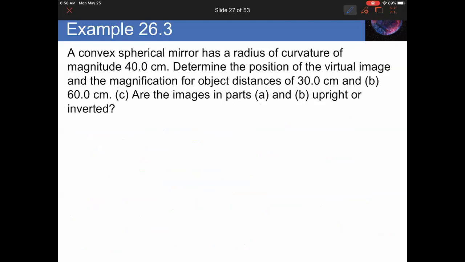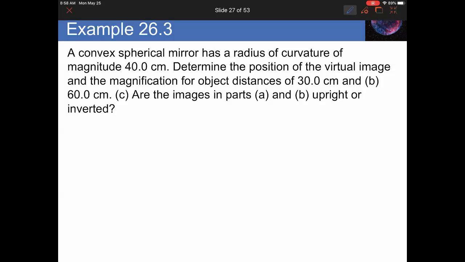All right, so let's look at another example here. A convex spherical mirror has a radius of curvature of magnitude 40 centimeters. Determine the position of the virtual image and the magnification for object distances of 30 centimeters and 60 centimeters. Are the images in parts A and B upright or inverted?